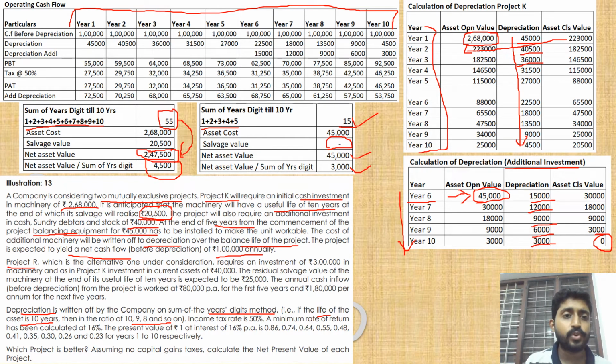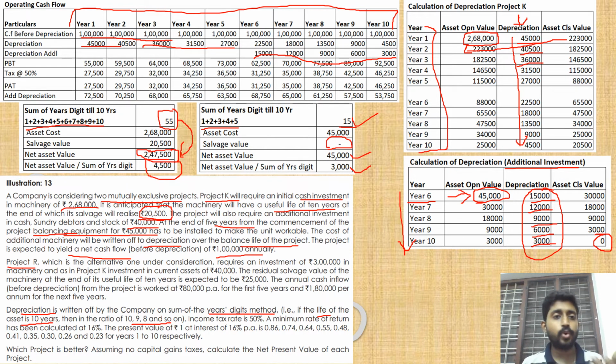Now this is the cash flow which is given in the question. Before depreciation it is 1 lakh for every year, and for the depreciation of the original investment, we have the depreciation values here. I'm taking them here. In the same way, for the additional equipment you have the depreciation of 15,000 to 3,000. I'm taking it here, 15,000 onwards from year 6 to year 10.